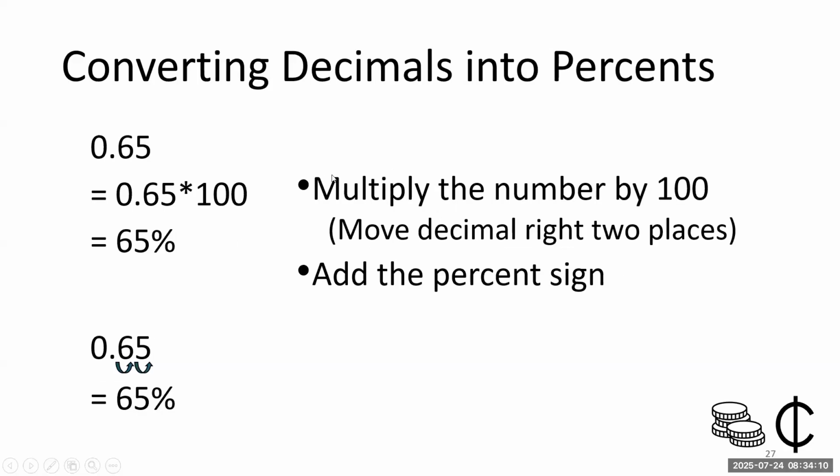And with decimals to percents, it's really the same, just the opposite. We're starting with a decimal and we want to show it as a percent. All we have to do is take that decimal and multiply it by 100. That's going to give us 65. And then we want to make sure that we put that little percent sign after it, because that's what shows that we're representing the number as a percent.